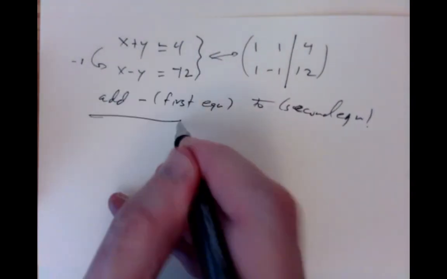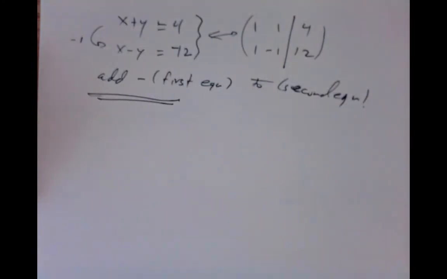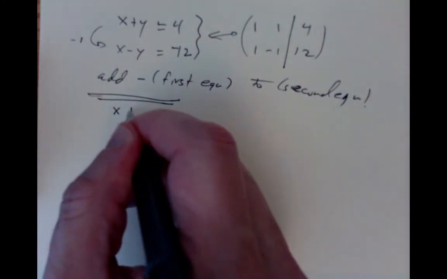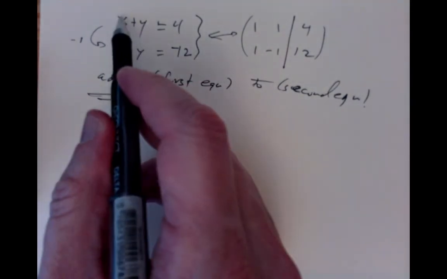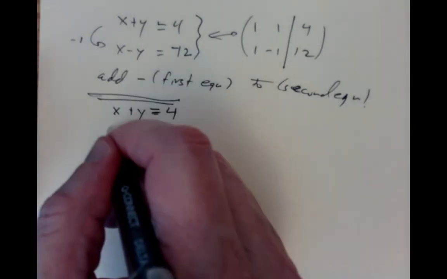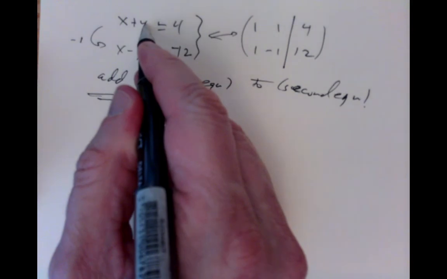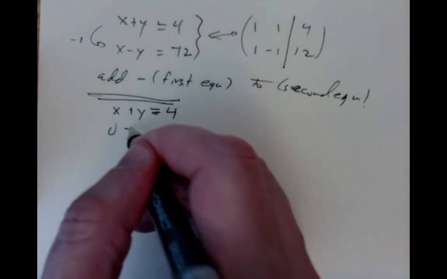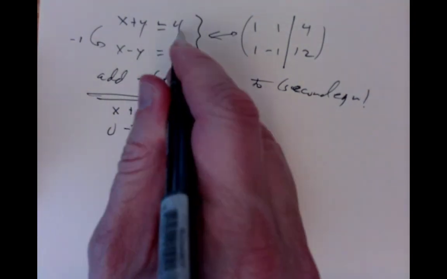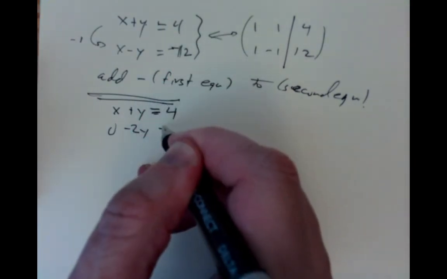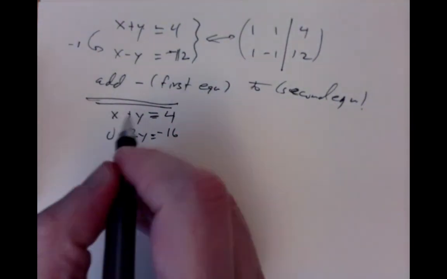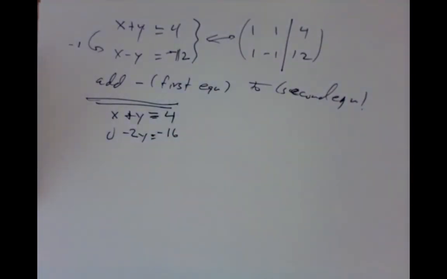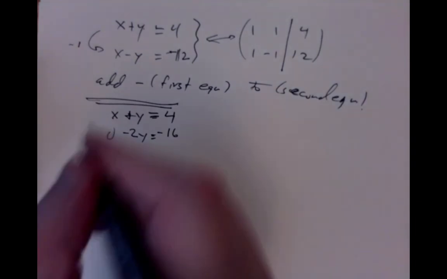What does that look like if you do it with actual equations? Let's do it. The first equation doesn't change at all. I just add a multiple of it to the second one. So I add minus this to this is 0. Minus y to minus y is minus 2y. Minus 4 to minus 12 is minus 16. So you can see what you're doing with the equations. Why is that helpful? Because I knocked out the x. There's no more x in here.